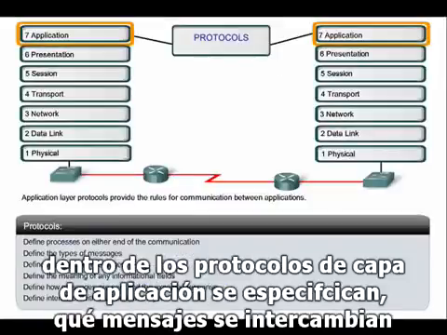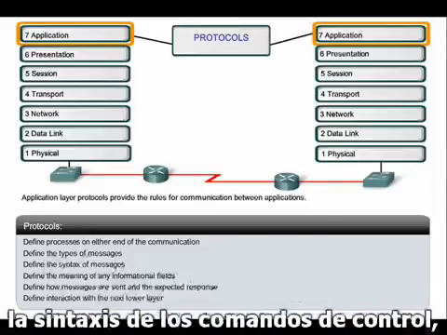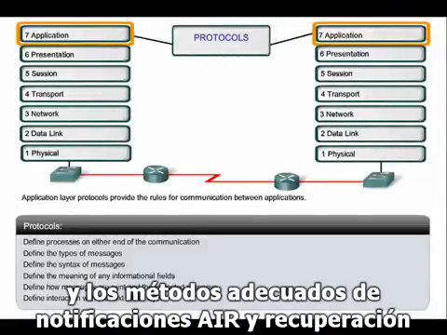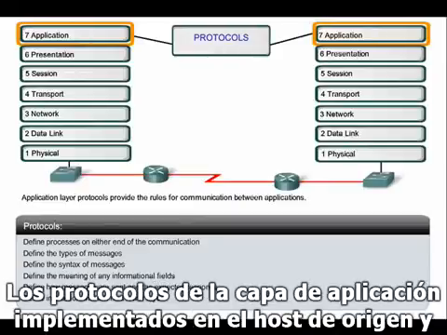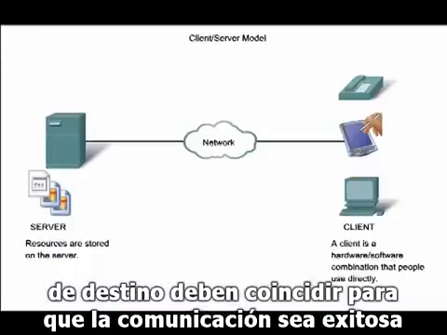Within the application layer, protocols specify what messages are exchanged between the source and destination hosts, the syntax of control commands, the type and format of the data being transmitted, and the appropriate methods for error notification and recovery. The application layer protocols implemented on the source and destination host must match in order for communication to be successful.